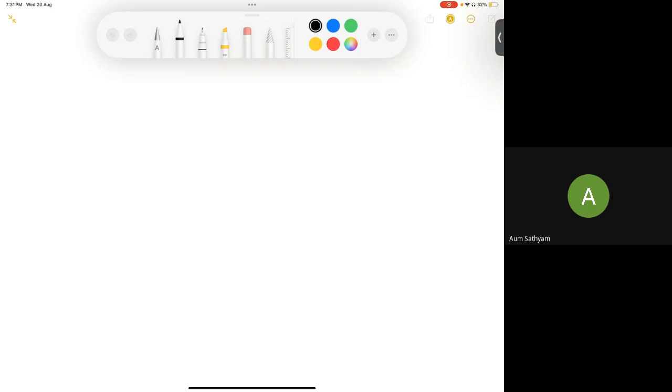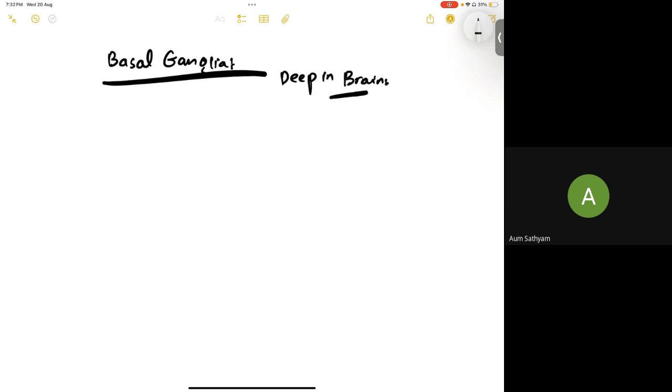So today we are going to discuss a really important topic, that is basal ganglia. As we already discussed, while performing a motor activity, basal ganglia plays a really important role. Basal ganglia is basically gray matter present deep in your brain. Just keep that in mind. To undergo a proper smooth movement, we need basal ganglia.